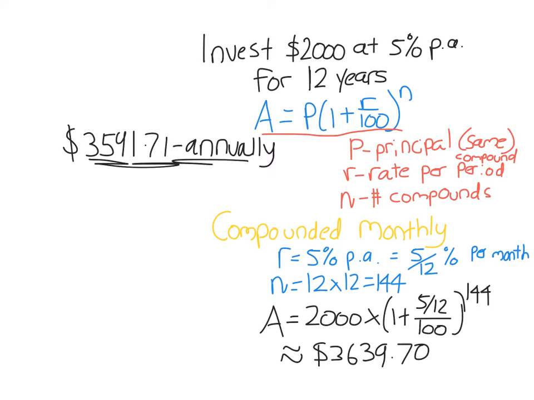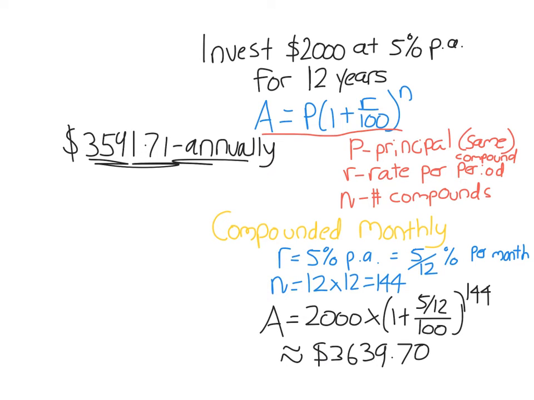So if you change the frequency of compound, it does change the amount of money you have. The more frequent the compound, the more money you have. So if I were to do this again and calculate it, if interest was compounded weekly, I'd get even more money than $36.39. If I was going to do compounded daily, I'd get more money still. So the more frequent the compounds, the more money you have.